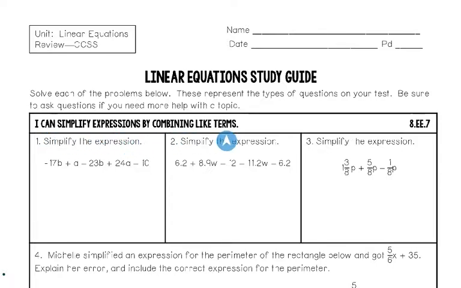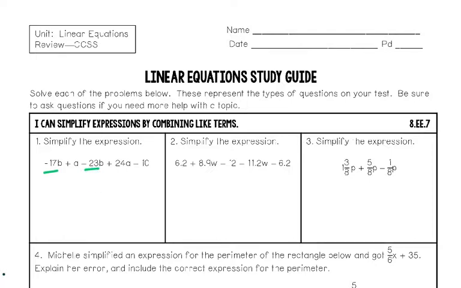Okay, so when we're looking at the study guide, the first thing that we looked at was simplifying expressions by combining like terms. So in the first one, we have B's and A's, and then regular numbers. I'm going to underline all of my B's with green, and the sign next to it. So remember, we always change our minus to a plus negative. So keep in mind, this is a negative 23B.